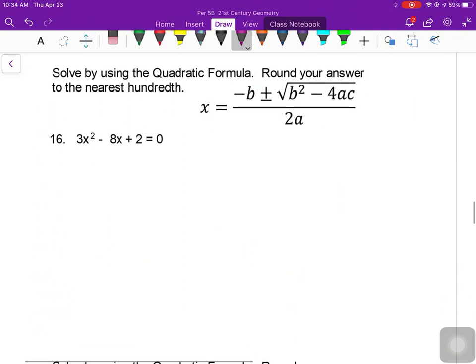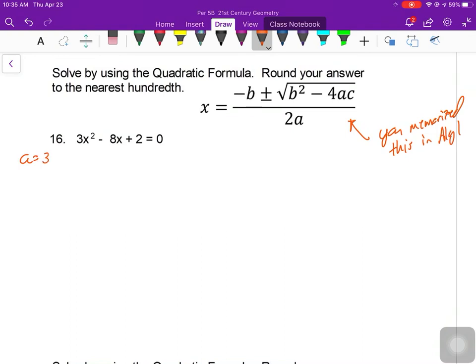Okay, we have one less method of solving quadratic equations to review, and that's the quadratic formula. And you memorize this in Algebra 1, and you'll need to know it now. First thing we do is we pick out the A and the B and the C. A is the 3, B is the -8. C is the +2. We put that into this formula.